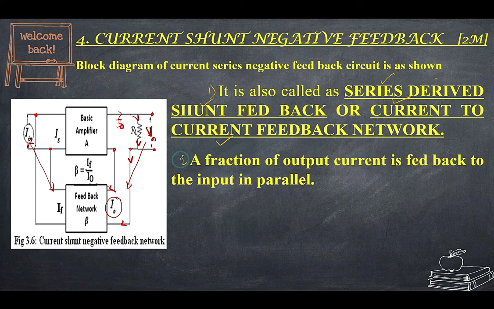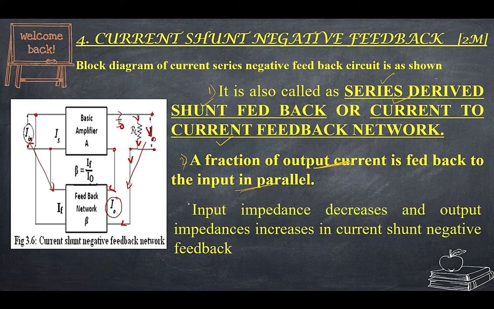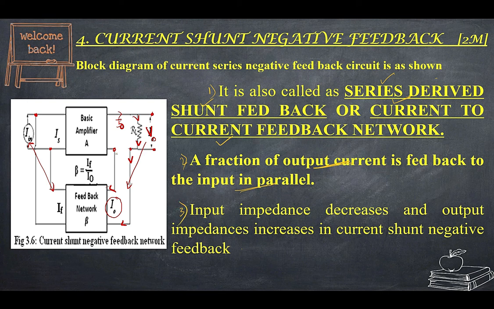Second point is a fraction of output current is converted into current only and fed as a feedback signal. The third point is, see, output is series, so output impedance increases, input is parallel, hence input impedance decreases. So input impedance decreases and output impedance increases. The fourth point is beta, which is IF by IO, feedback ratio. This is about different types of negative feedback circuits.